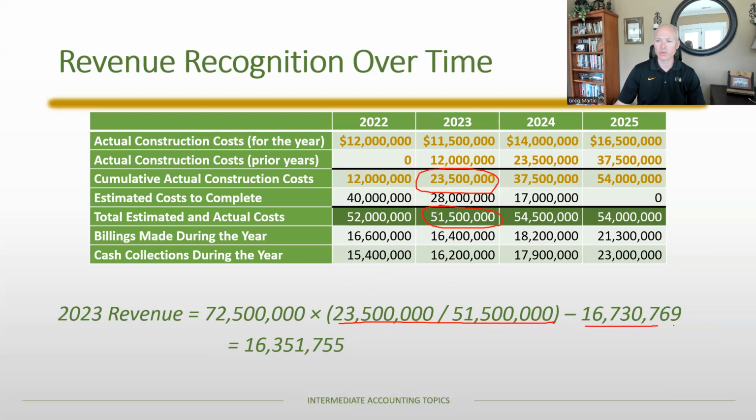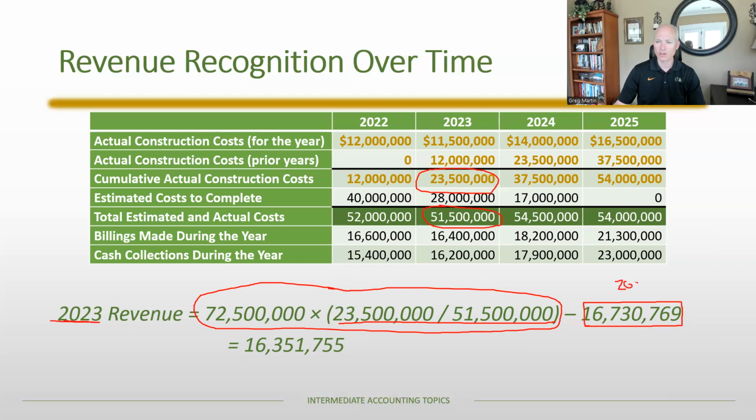And also in this case, we had recognized some revenue in the previous year. So we need to subtract that out, because when I make this calculation right here, that's really 2 years of revenue together. And so if I'm trying to recognize only 2023, I need to subtract out whatever I had recorded in 2022. Okay. And so now whatever's left in 2023 is 16,351,755.